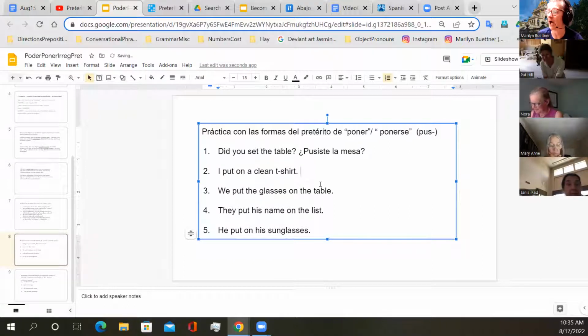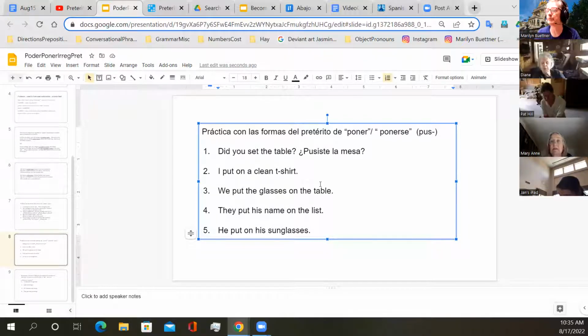Okay. I put on a clean shirt. Oh, it's talking about putting something on my body. So now I need ponerse. Me puse una camiseta limpia. Sí, me puse una camiseta limpia. Bien. Okay. Bueno, me puse, and we just need the me because it means I'm putting it on my body. The me has nothing to do with the conjugation per se. It says I'm putting it on my body, or that I did put it on my body.